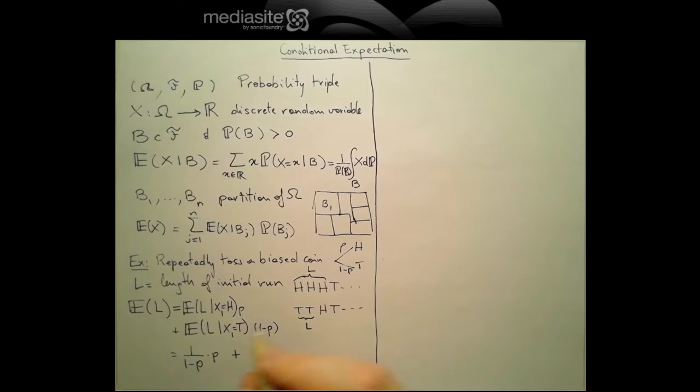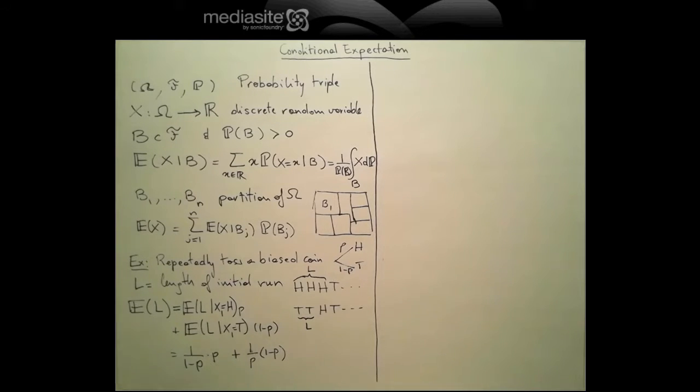Plus, now here, the first toss was tails, and now we're waiting for the first head. And the first head comes in 1 over p. Right? This is the expectation of the geometric distribution. And so now we have a formula in terms of p for the expected length of the initial run.